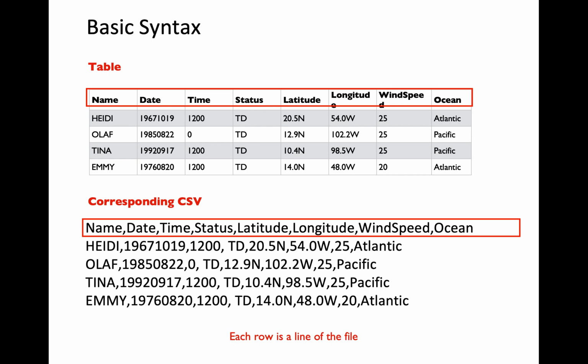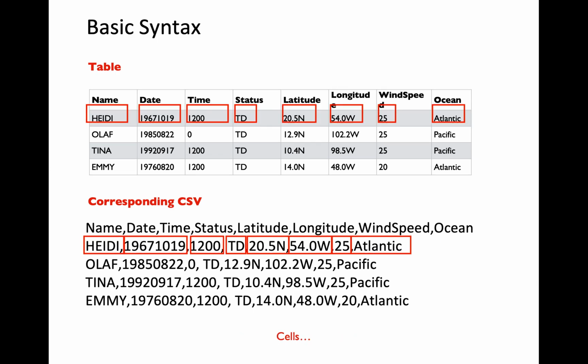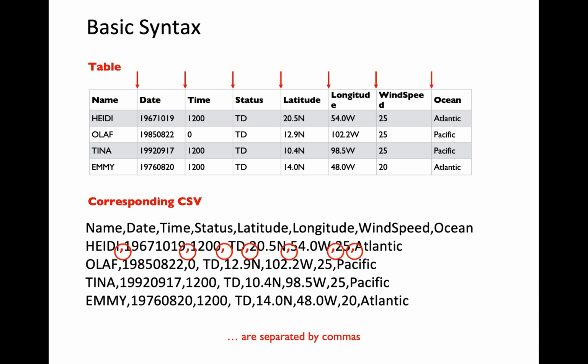Let's understand the basic syntax of CSV files. On the top, I have a spreadsheet table and the corresponding CSV is displayed on the bottom. For this particular example, the spreadsheet has a header row, so the CSV is also going to have a header row. Each row within your CSV is going to be a line within your file. Within each row, you'll be using cells to represent the actual data. The cells will be separated using commas. Commas are called delimiters here.